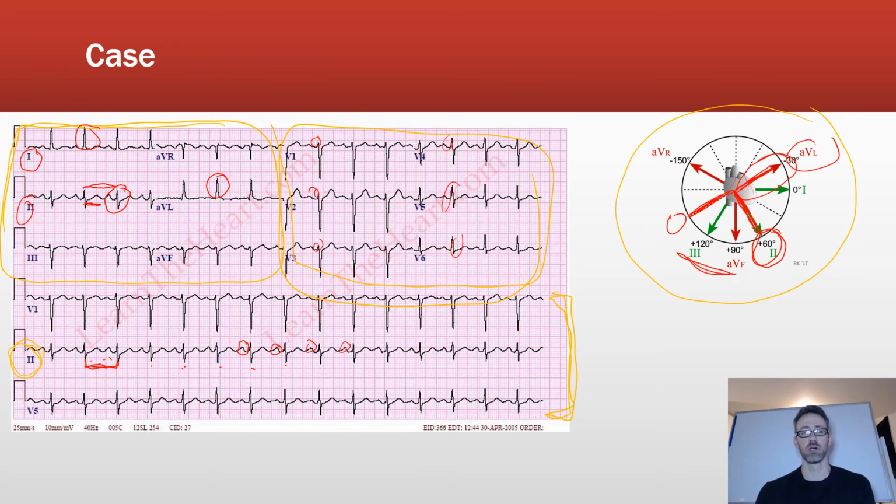The PR intervals were, excuse me, the intervals were normal, so I don't really see any issues with any kind of blocks or anything like that. The rhythm was all normal.